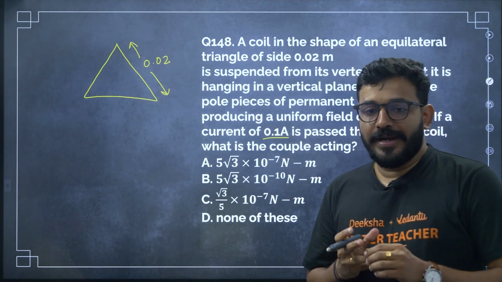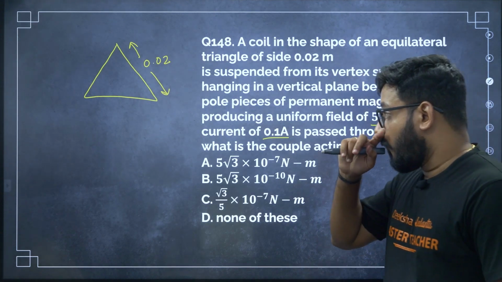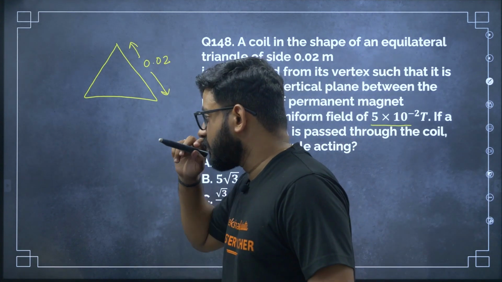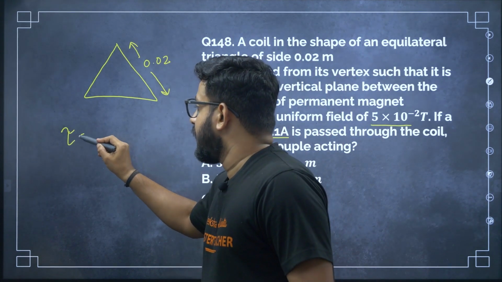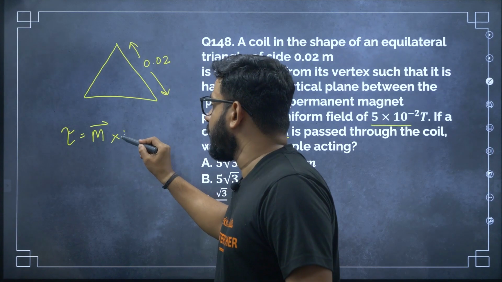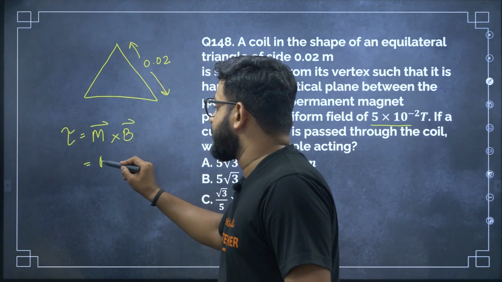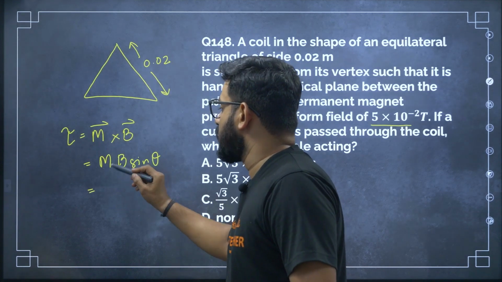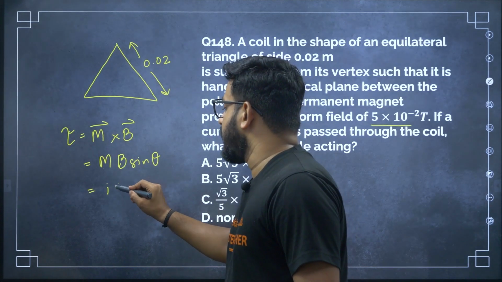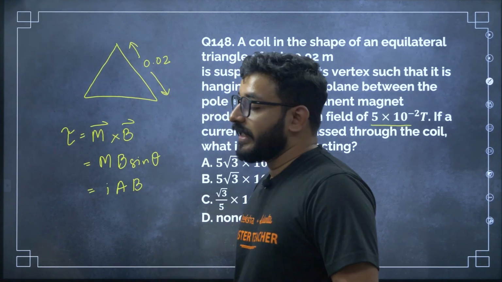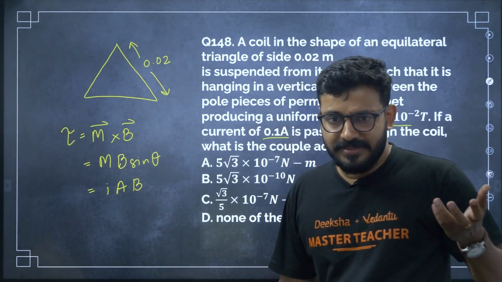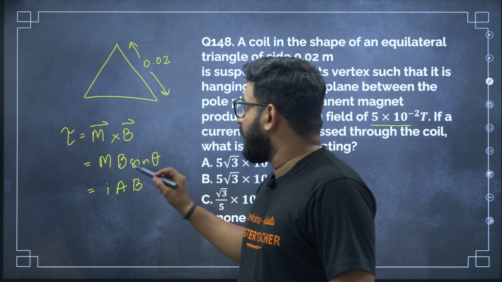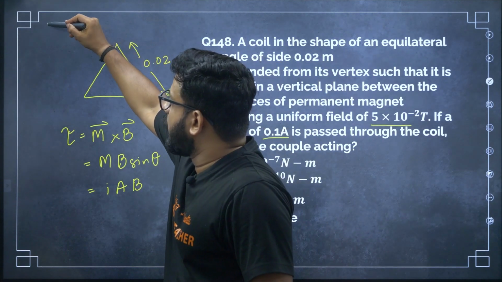Alright, so how do you find this? It is very, very simple. Once again, the formula for the torque acting on a coil is M cross B, or it is MB sine theta, or you can also write it as I into A into B. Now theta is mostly perpendicular, so you can take sine theta as 1 itself, so no worries on that. Now IAB.